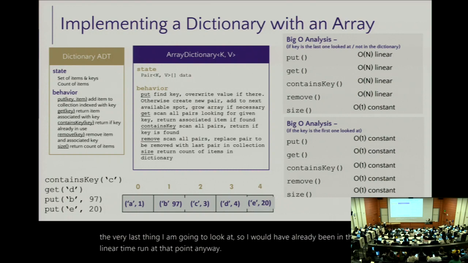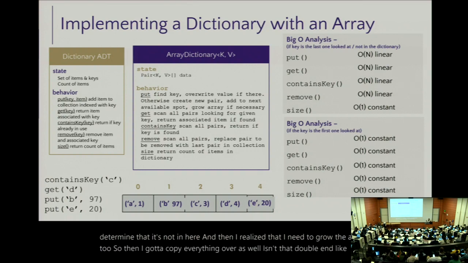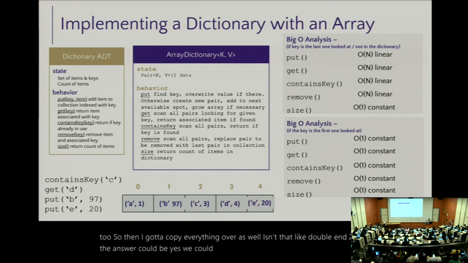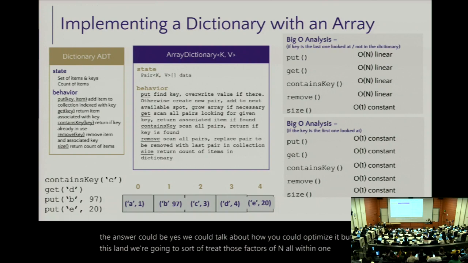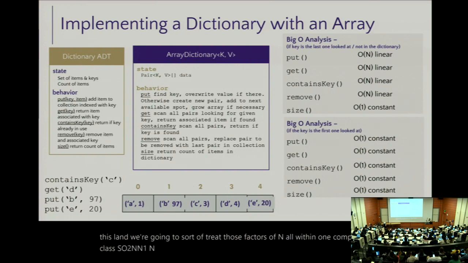But what's annoying, and we're going to talk more about this, is that you might be like, well, Casey, I probably had to look at every single thing in the array to determine that it's not in here. And then I realized that I need to grow the array too. So then I got to copy everything over as well. Isn't that like double N, like 2N? And the answer could be yes. We could talk about how you could optimize it. But in this land, we're going to treat those factors of n all within one complexity class. So 2n, 1n, 10n are all going to be treated like the same complexity class. I'm going to talk about that, I promise, ad nauseum this week.